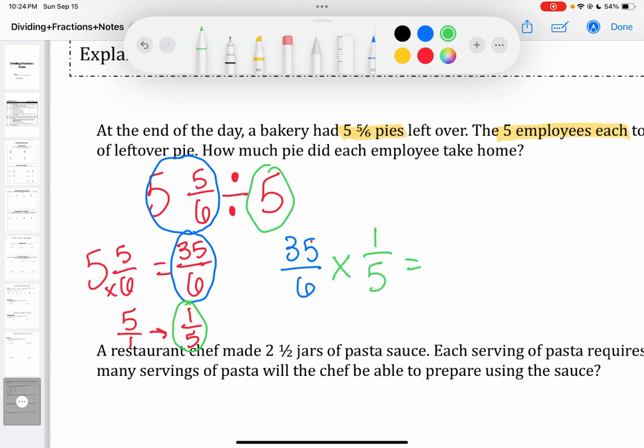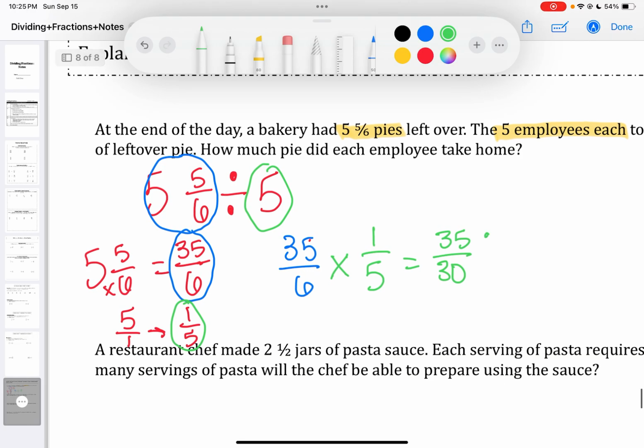Okay, remember how I said each of the 5 employees would have 1/5 of the 5 and 5/6 pies left? We basically turned this division problem into this multiplication problem by doing that. So now I'm going to go ahead and multiply like normal. So 35 times 1 is 35. 6 times 5 is 30. I know 5 goes into both of these, so I'm going to divide them both by 5. 35 divided by 5 is 7. 30 divided by 5 is 6.